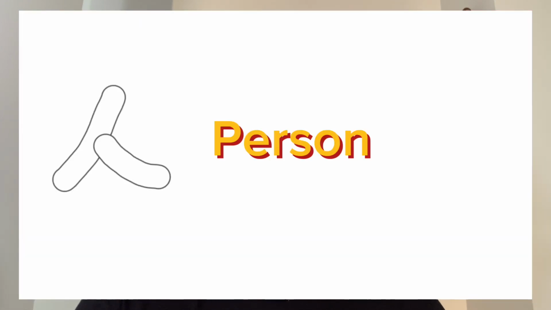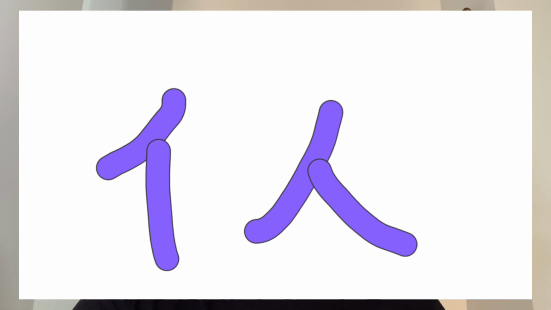Now I want to go over a few examples of radicals that are words and some that just give you clues to meanings. This radical here is ren, and it means person. There are two ways to write this radical, which is li ren pang, which is a standing version, or the traditional version. And usually when you see this radical, sometimes it gives you clues to the meaning, which deals with people.